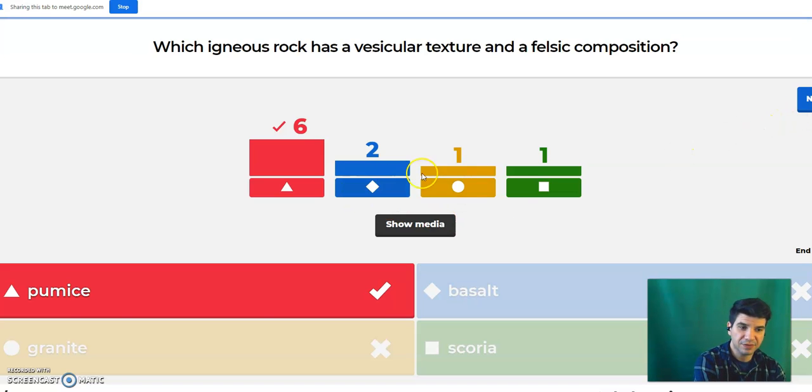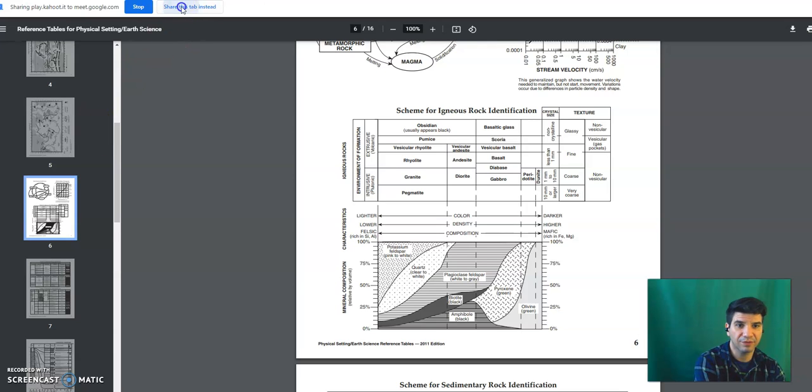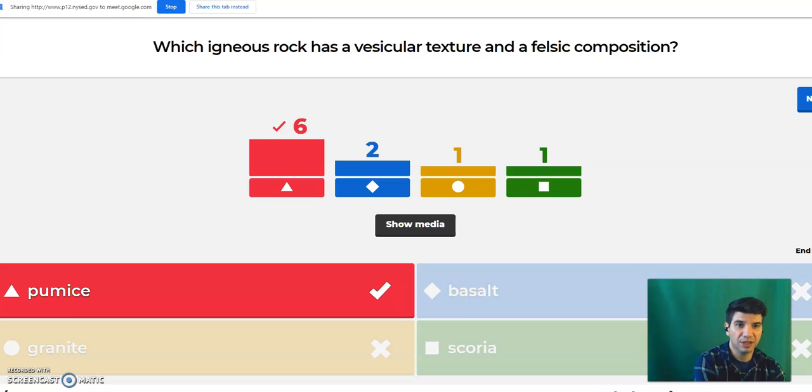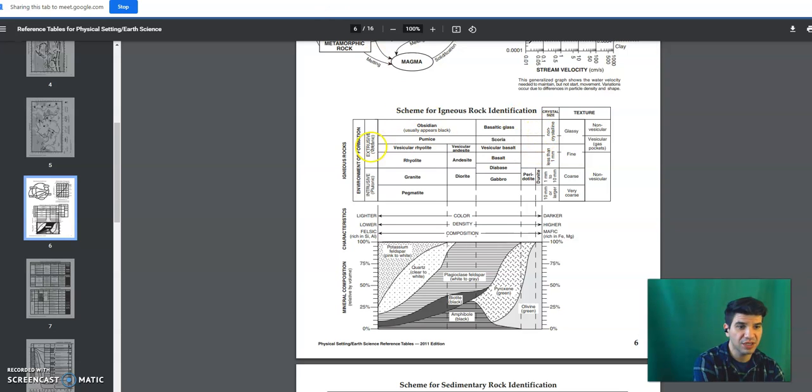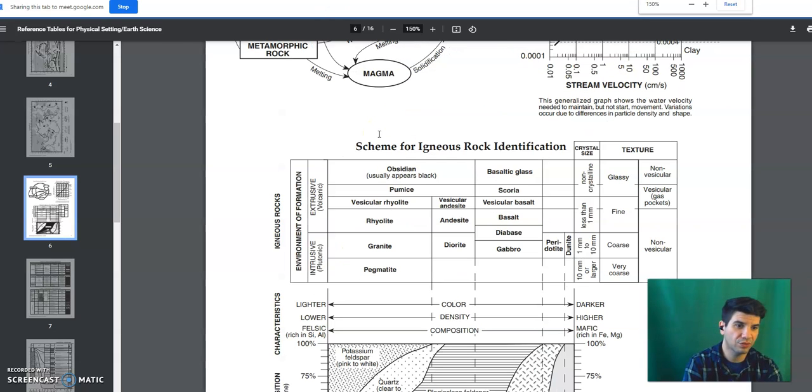Alright, pumice. So, a couple people put some different things. Let's take a look at the reference table. We're going to go to ESRT page 6. The question says, which igneous rock has a vesicular texture and felsic composition? Well, if we zoom in a bit, you can see here that it says vesicular. So that's any of these: pumice, scoria, vesicular rhyolite, vesicular andesite, or vesicular basalt.